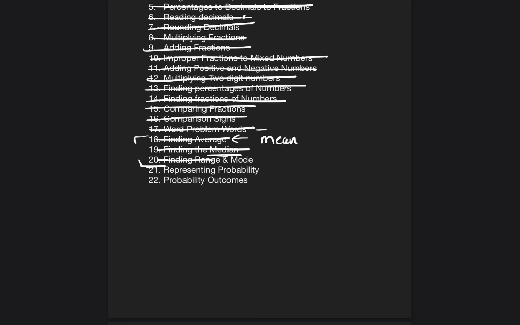And then the mode just means the number that is most frequently seen. So you could have 2, 4, 6, 6, 9, 9, and 9. So mode just means the number that appears the most. So the number that appears the most in this list is the number 9. So 9 would be the mode. So that's a very simple thing.